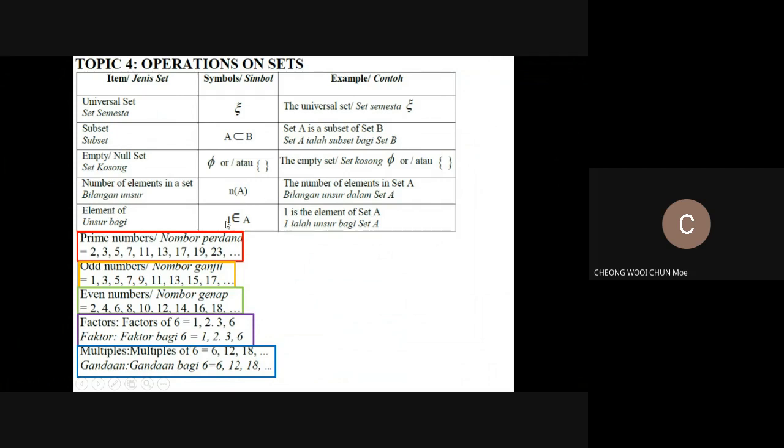Element of means one element of A. One is the element of set A. Okay, this is the number of elements for set A. Set A subset of set E.